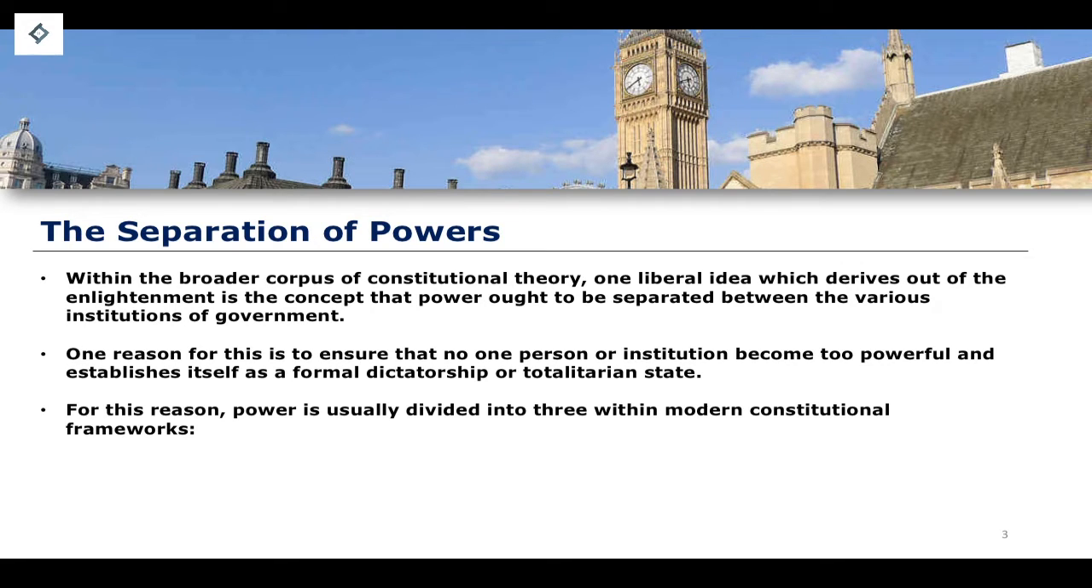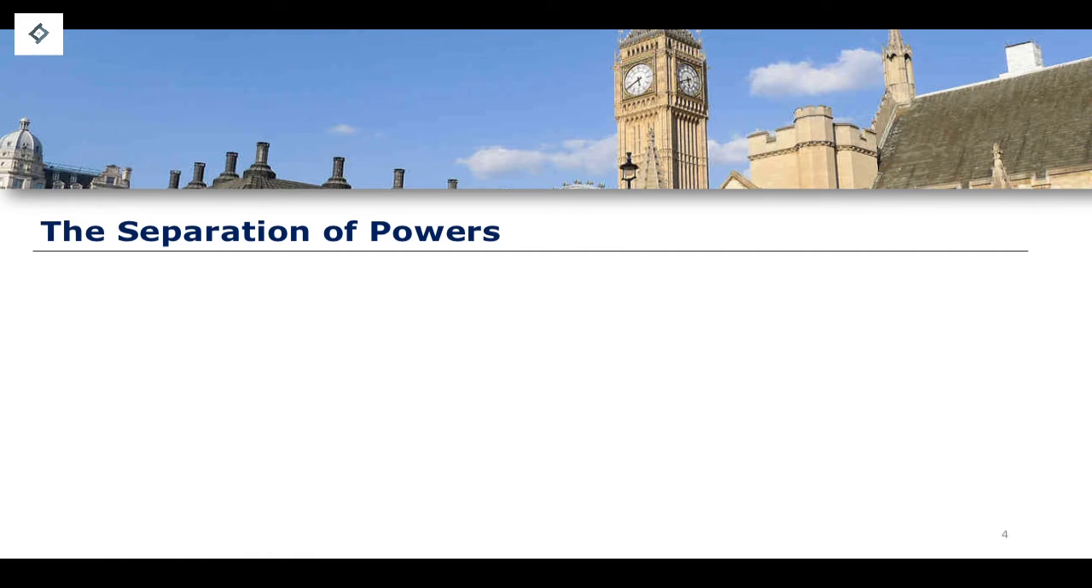Power is usually in this context divided into three modern concepts within the constitutional framework. You often have a legislature, an executive branch, and a judicial branch. These are the three kinds of powers that government has within a constitutional setting, and so they are separate and should be divided amongst themselves, such that no one institution has the ability to have legislative, executive, and judicial power all at the same time.